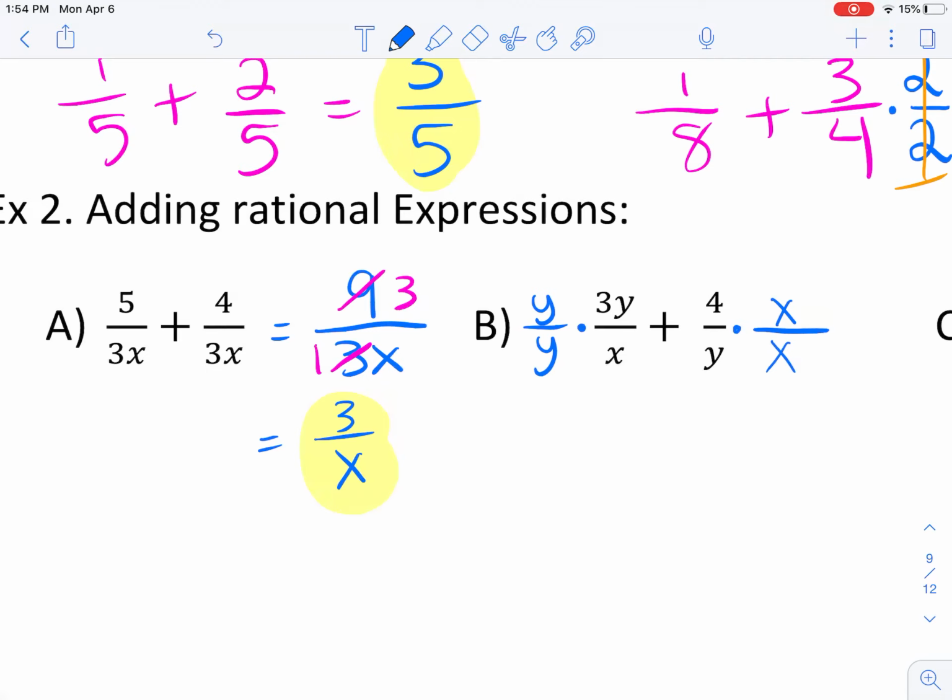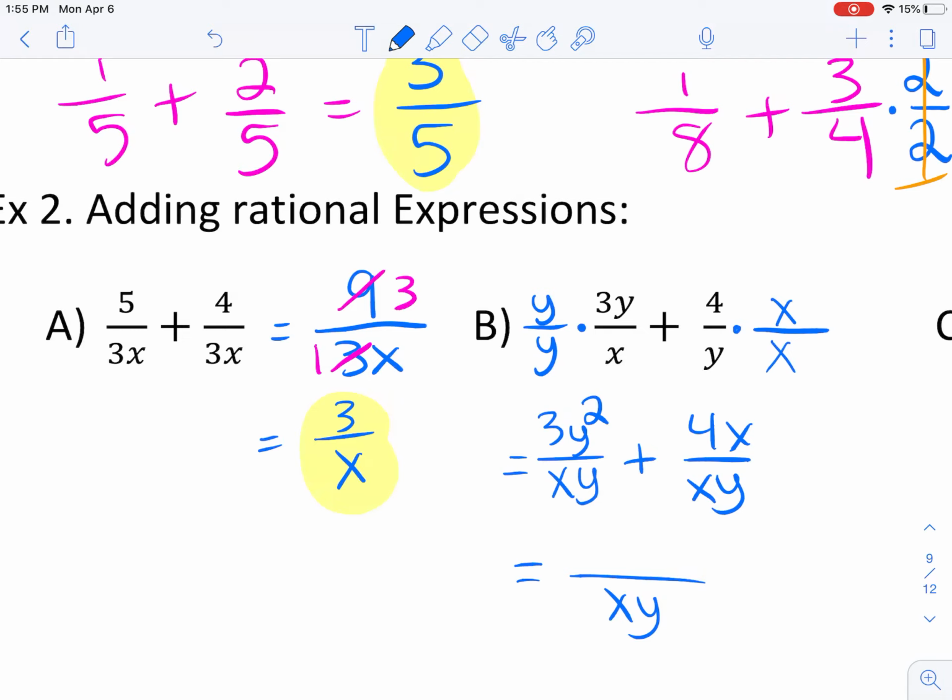So now if you look at the denominators, we have x times y on both of them. Y times x is the same thing as x times y, since multiplication is commutative. So I can now think of these as y times 3y, the numerator becomes 3y squared. And then 4 times x is 4x over y times x. Again, multiplication is commutative, so I'm going to write it as xy. That way they're in alphabetical order. Now I have the same denominator, so we can keep that denominator of xy and then add our numerators together. So we have 3y squared plus 4x.